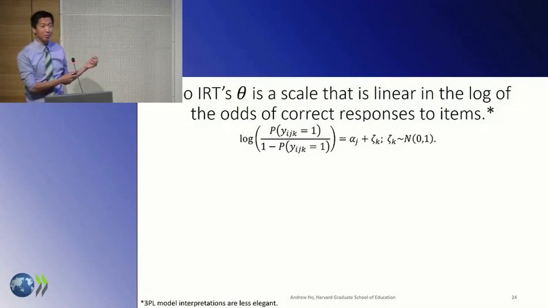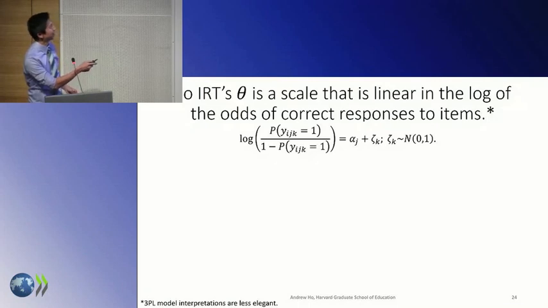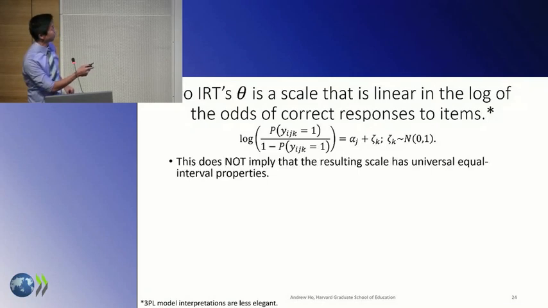If I want to impress people, I show them the version that Jesse and Matthias showed, which is a little more intimidating looking. I would argue this is a little bit less intimidating, although maybe it's equally intimidating, I don't know. But this is simply a linear in the log odds expression. So this does not imply, don't get me wrong, that this is equal interval on all occasions. This does not imply that the resulting scale has universal equal interval properties.